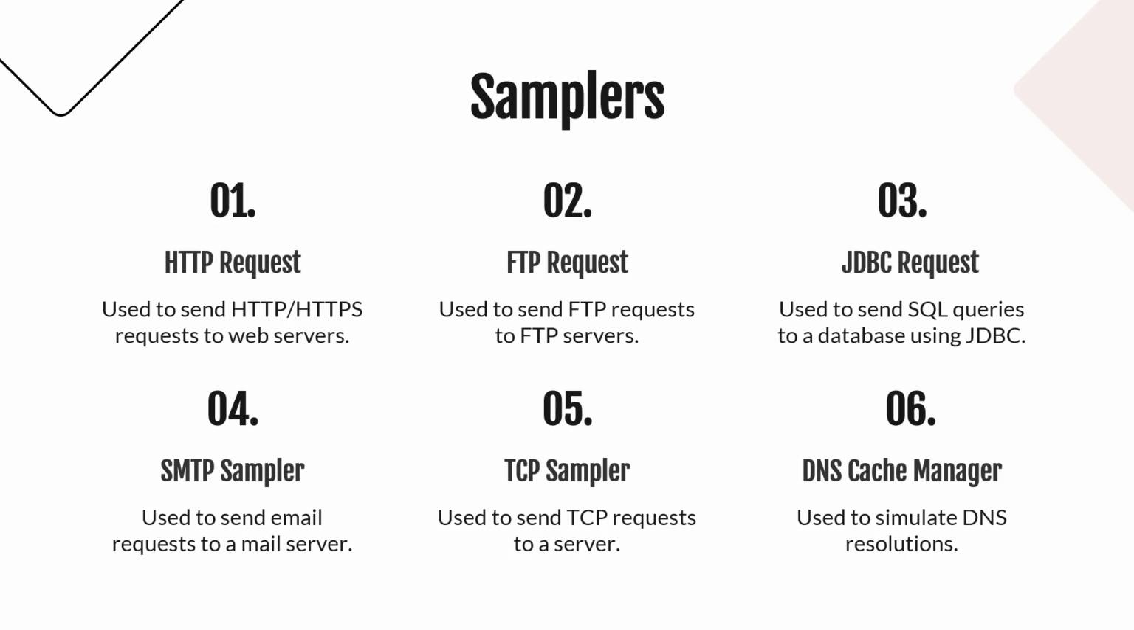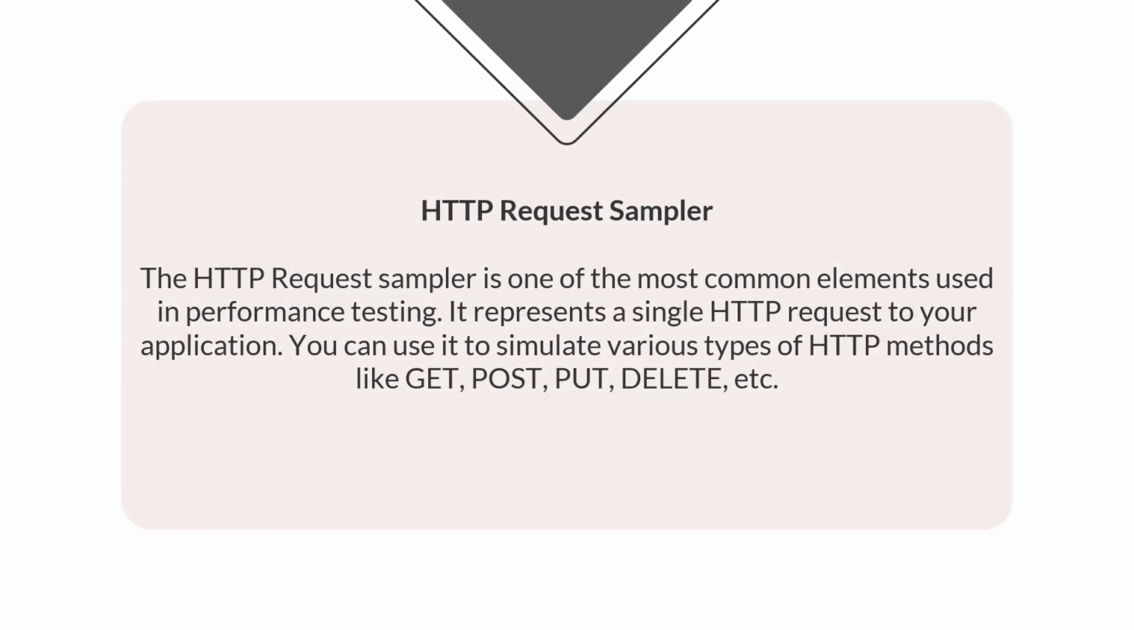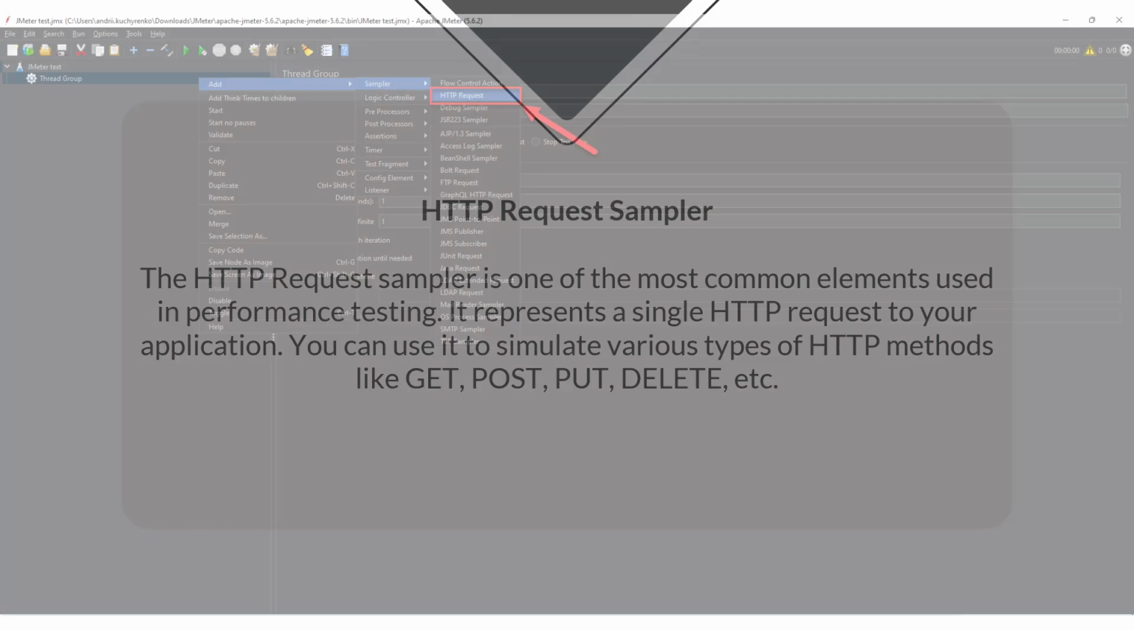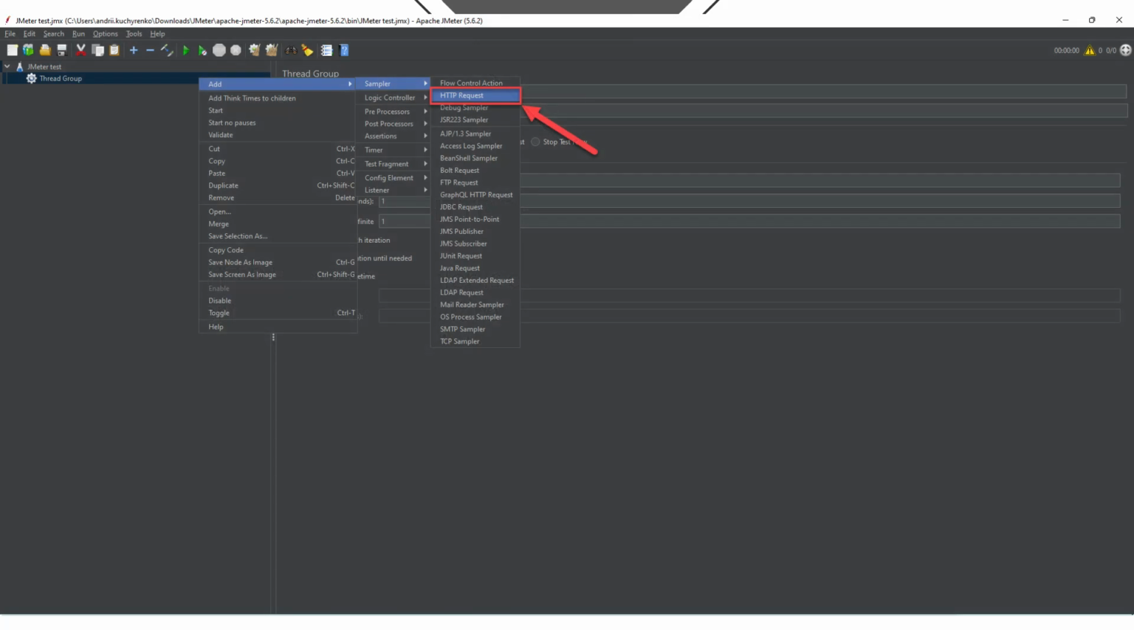Now, let's add a sampler into the test plan, such as an HTTP request sampler. The HTTP request sampler is one of the most common elements used in performance testing. It represents a single HTTP request to your application. You can use it to simulate various types of HTTP methods like GET, POST, PUT, DELETE, etc. To add the HTTP request sampler to your test plan, right-click on the thread group, go to Add, Sampler, HTTP Request. This action will add an HTTP request sampler to the thread group.